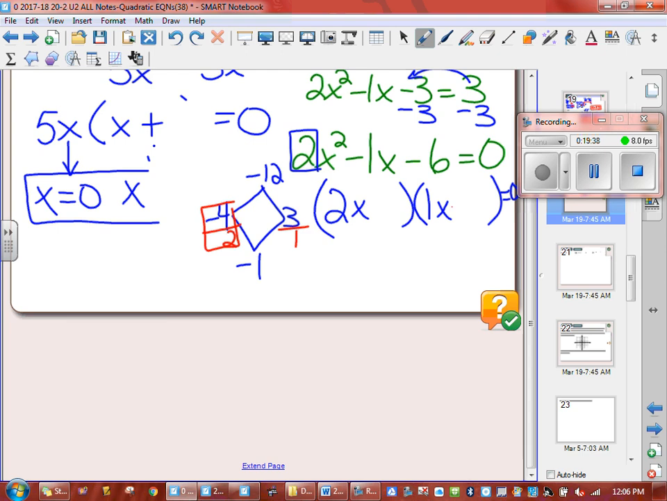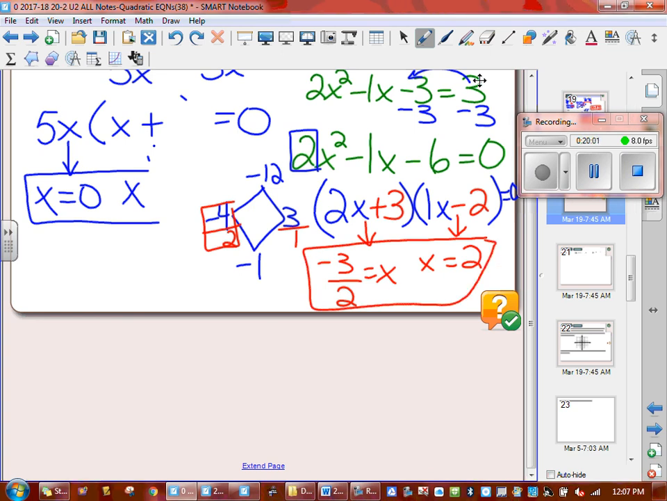So now I'm going to solve my solutions here, which means I need to pull them out of the brackets, making them equal to 0. So that means the first bracket would be -3 over 2 equals x. And the second bracket is going to be x equals positive 2. Remember, we're trying to find out what would make each bracket equal to 0. That would be our solution. Check your work.